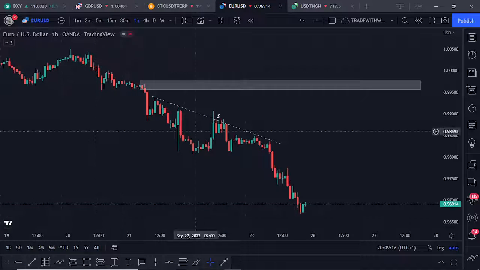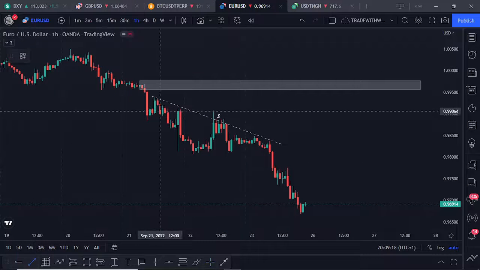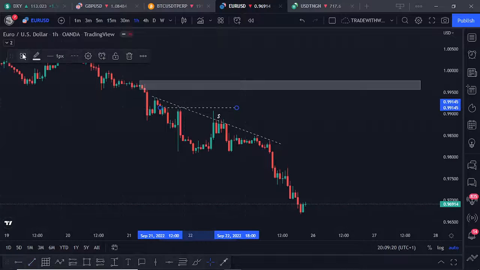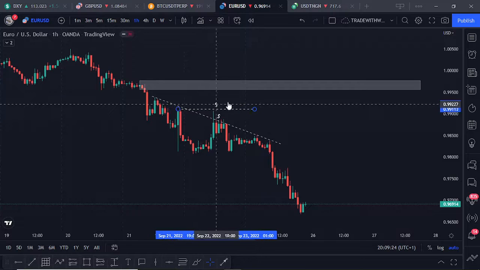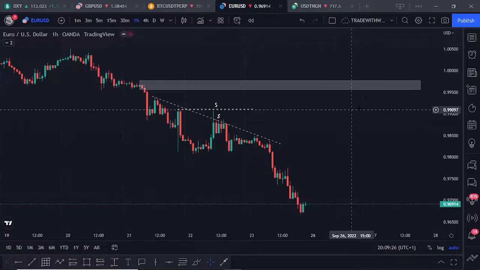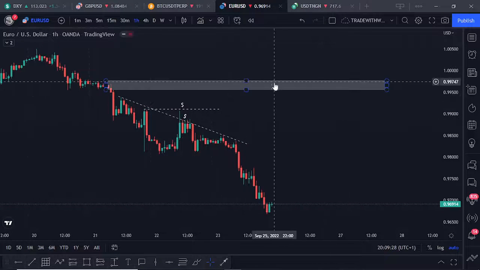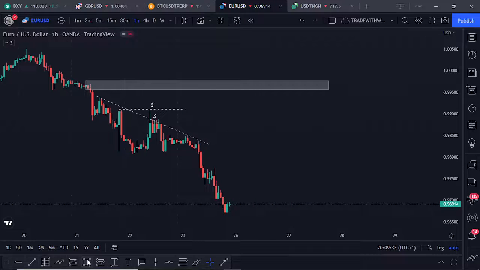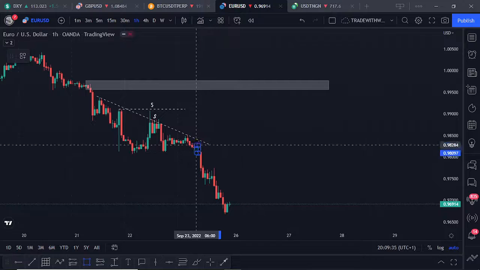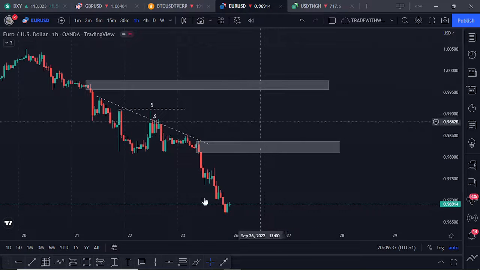So let me use trend line again. Yeah, so there's liquidity at the top. Now there's liquidity everywhere below this supply zone. You can see now there's liquidity below this supply zone. So look at the supply zone now. Now there's a beautiful supply zone over here, right? There's a beautiful supply zone here.